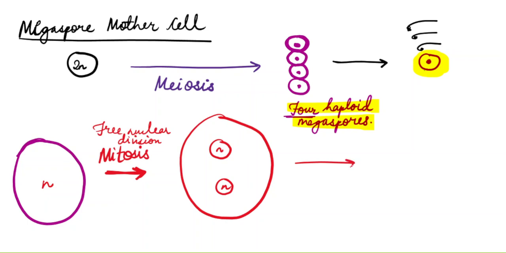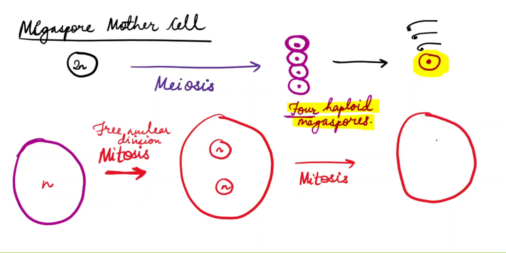Now if there is a second mitosis occurring, again there will be nuclear division. So here you will get four nuclei, and all will be haploid.